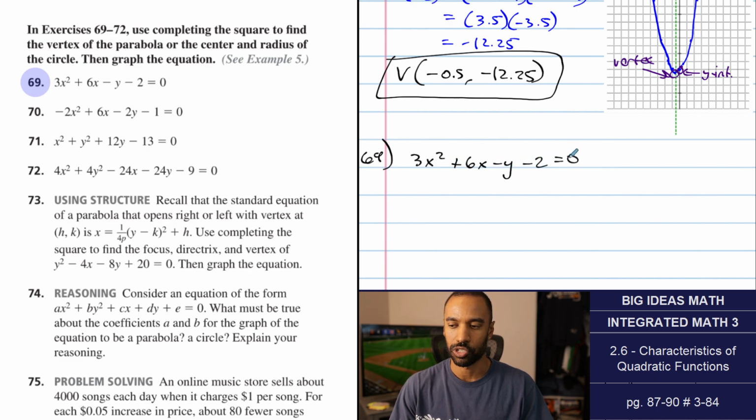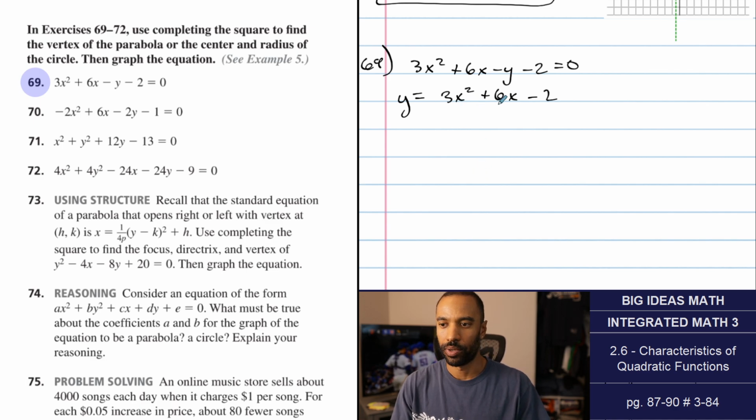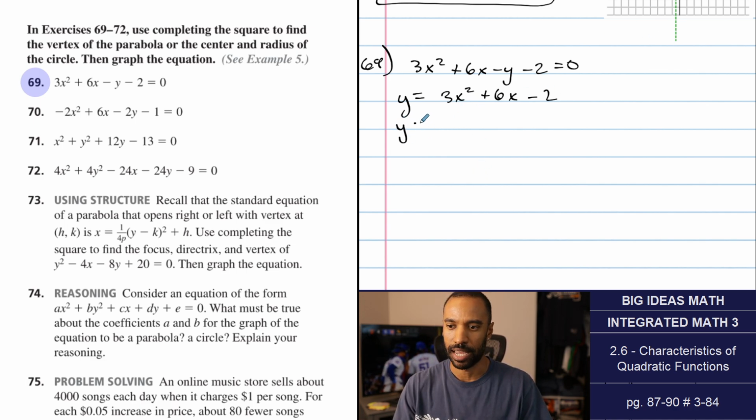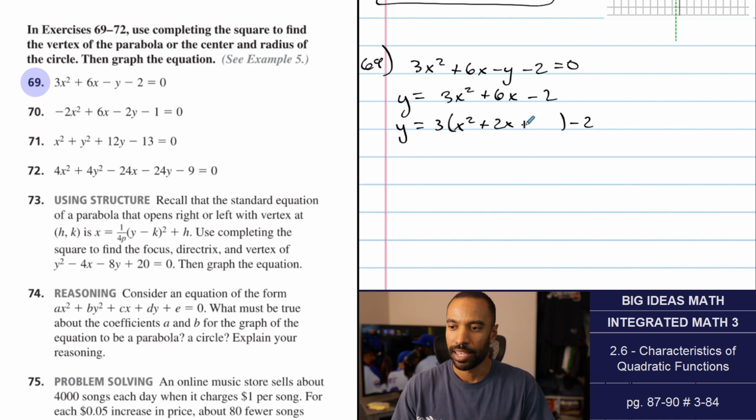So number 69, it looks like we have a parabola because we don't have a y squared and only an x squared. We're going to get y by itself. I'm just going to add y to this side, make it y equals. I still have 3x squared plus 6x minus 2. Now, what I'm going to do is complete the square with the first two terms only, meaning I'm going to factor 3 out of these first two terms. I'm going to leave the negative 2 off to the side.